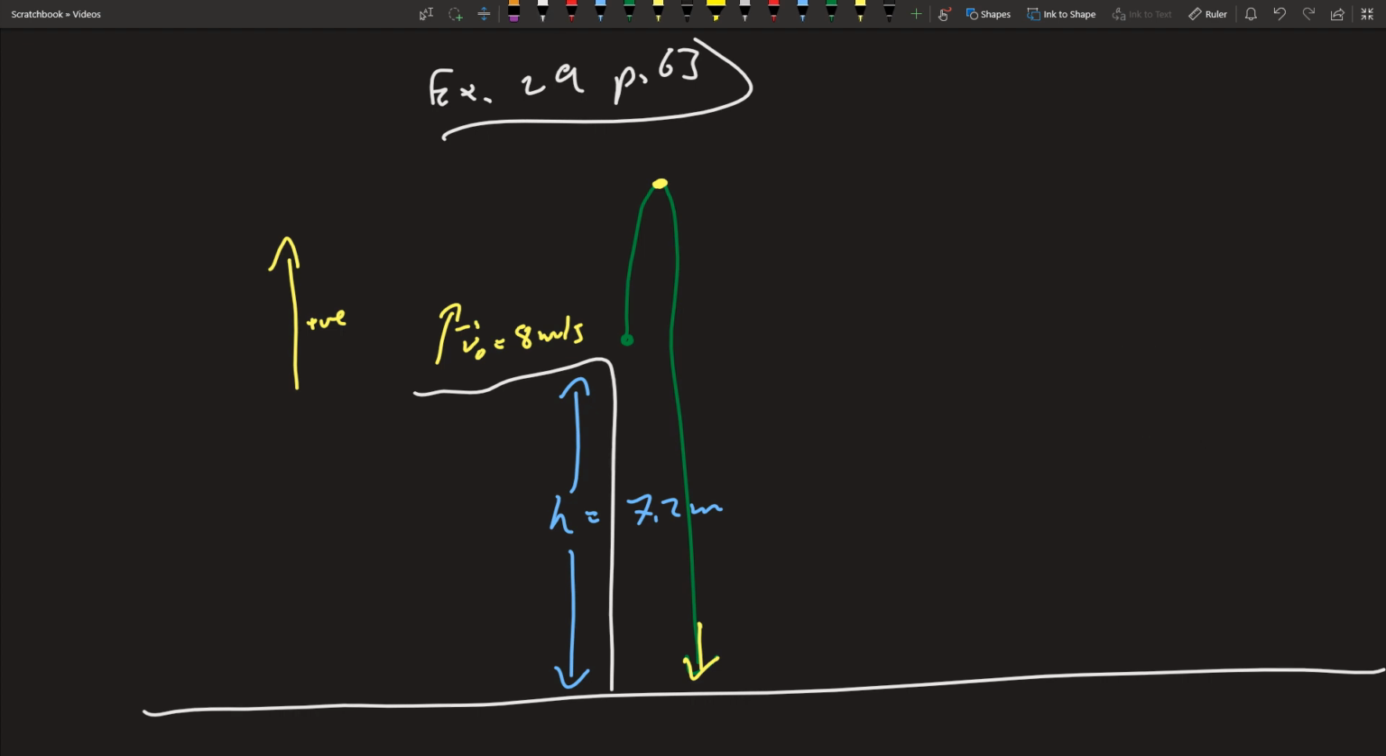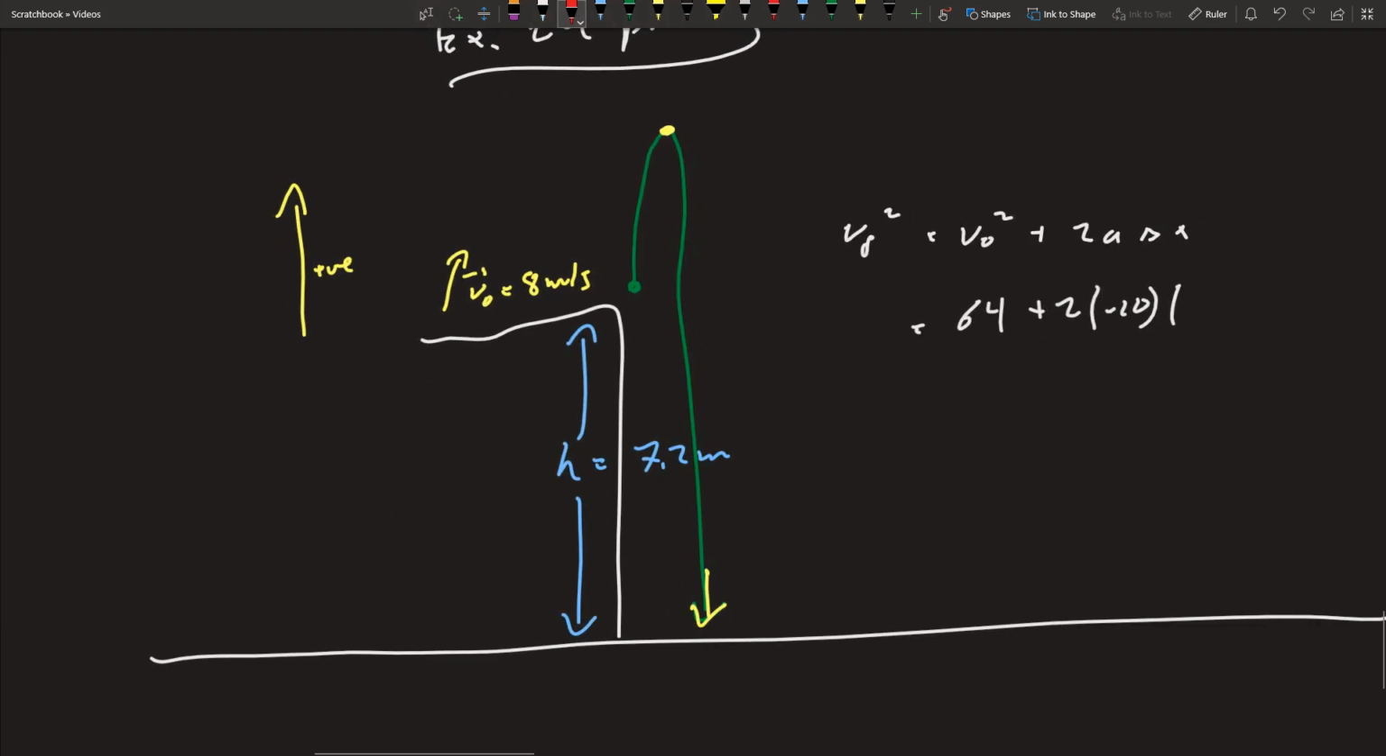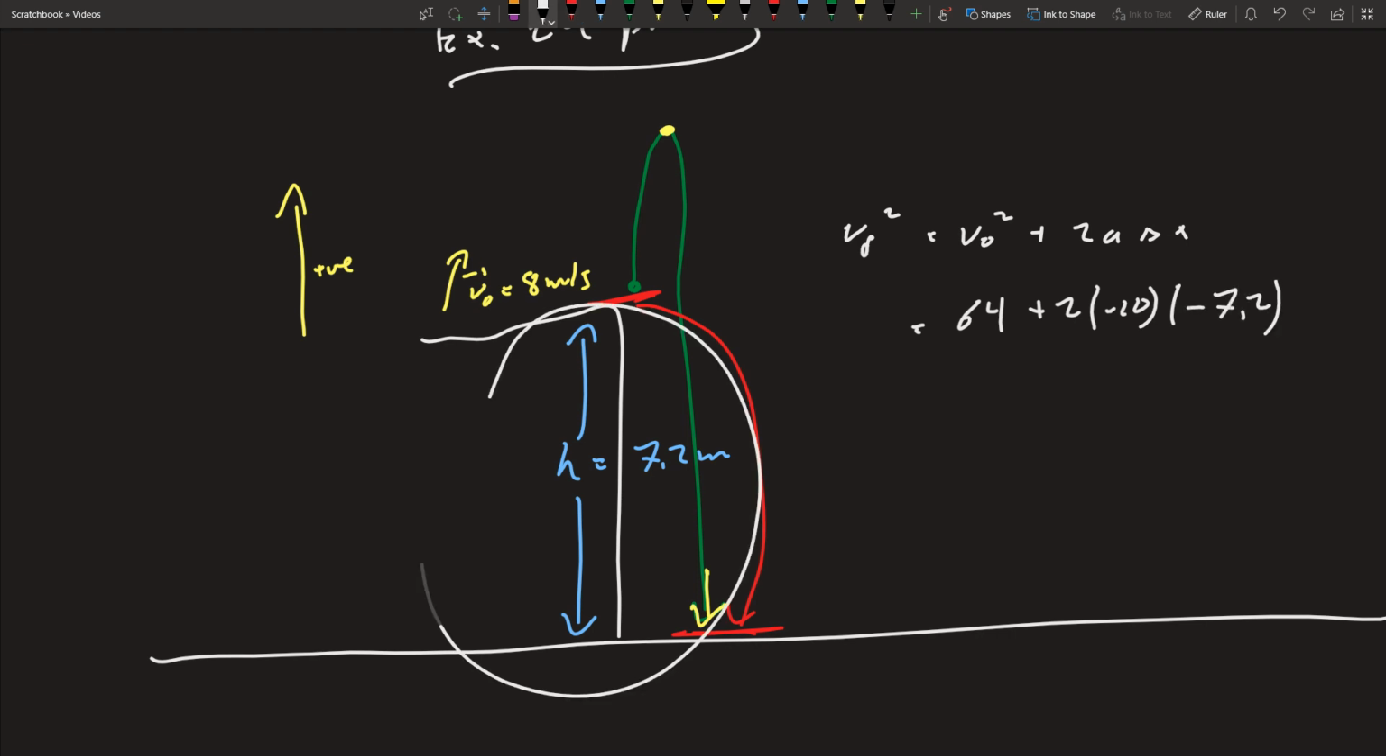So, we want to find the V final, right? We know a relationship: V final squared is equal to V initial squared plus 2a delta x, right? What's V initial squared? We have 8, which is 64, plus 2 times, what's acceleration? It's negative 10, right? What's delta x? It starts at this level, it goes down to this level. So the change in position is negative. It's negative 7.2. Even though the height is 7.2, you move downwards, from up to down.